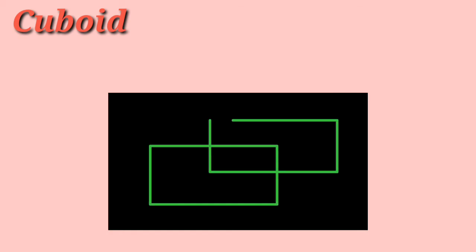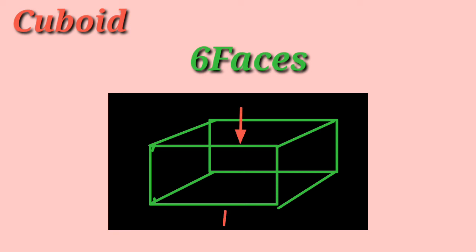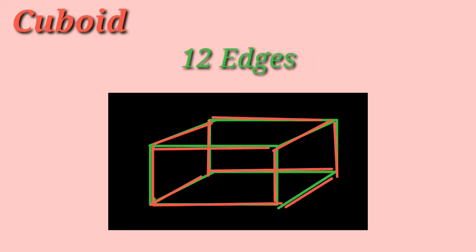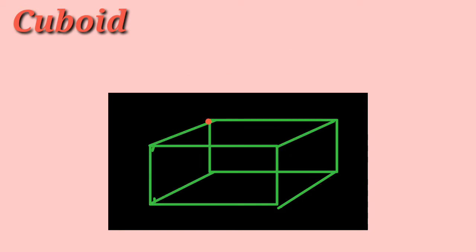Children, let's move deeper. First solid, a cuboid. A cuboid is a solid figure bounded by 6 rectangular plane faces. A cuboid has 6 faces: 1, 2, 3, 4, 5 and 6. You can easily count the number of faces. It has 12 edges and 8 vertices.